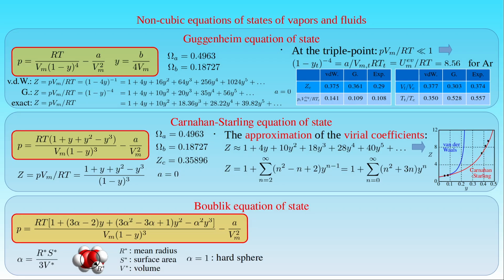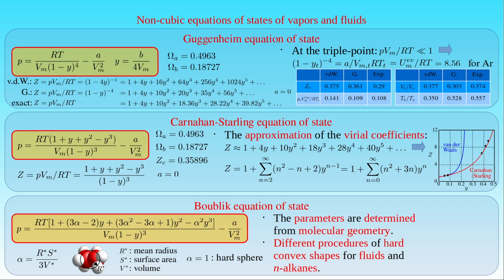In the hard convex body model, the parameters r star, s star, and v star are determined from the molecular geometry for a given gas or fluid. Different procedures are applied to construct hard convex bodies or shapes for molecules in fluids and N-alkanes. In the case of fluid molecules, the hard convex shape is divided into two parts, a polyhedron or polygon called hard core with several interaction centers determining the appearance of the molecule for its neighbors.